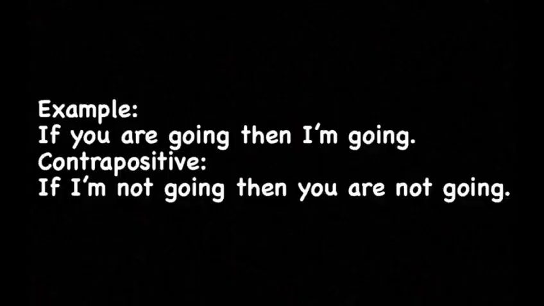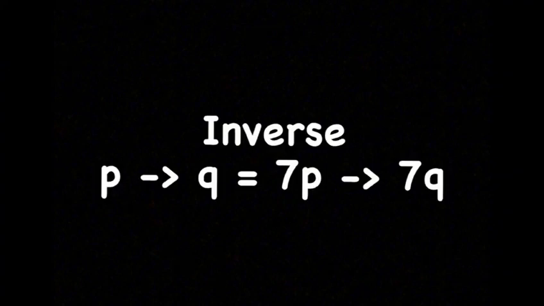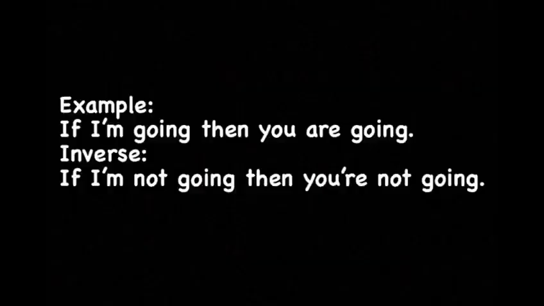For example, in inverse, a sentence P implies Q becomes negation of P implies negation of Q. It means the whole sentence remains the same except for the negations in P and Q.